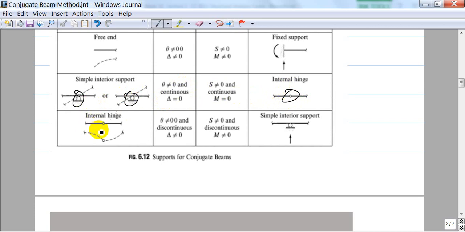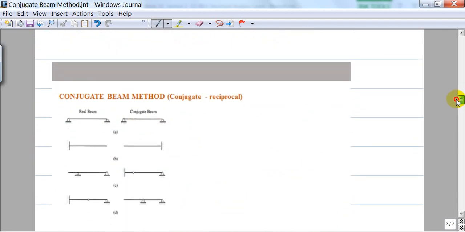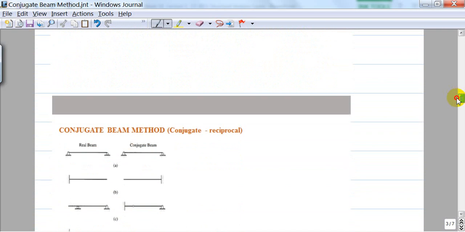And if it's an internal hinge in the real beam, you can have slope and you can have deflection, which means it's going to be an internal roller in the conjugate beam. Okay, because in the internal roller there will be shear force and there will be moment, but the net moment will be zero. So it has some moment carrying capacity at this point, but the net moment will be zero. That's a different part we will look at later. Now we will see these reciprocals in a while.